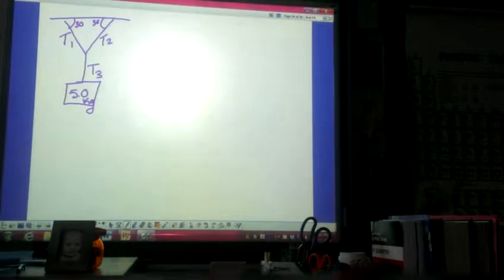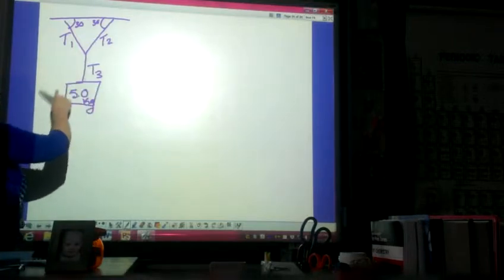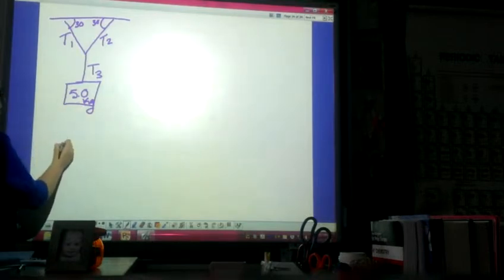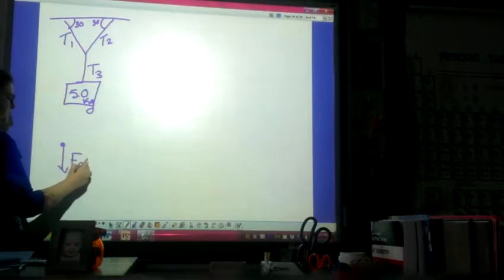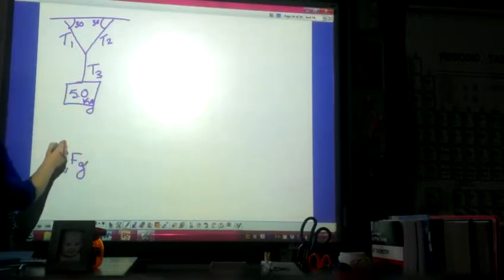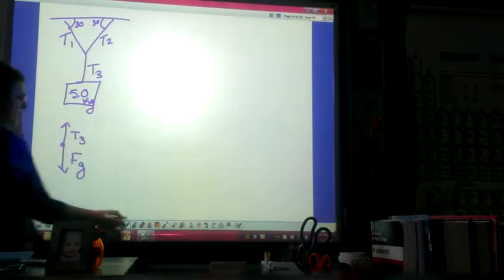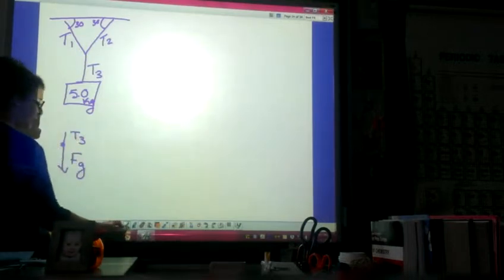It's so easy when you have a problem like this with 3 different tensions that you're trying to find. This would be how I would set this up. I would always find T3 first, the one that's actually attached to the block, okay? So I just want to think about the forces acting on this block because it's at rest. First of all, this block has a weight force. And the other force acting on it would be T3. And because this block is at rest, these two vectors should be equal to each other.